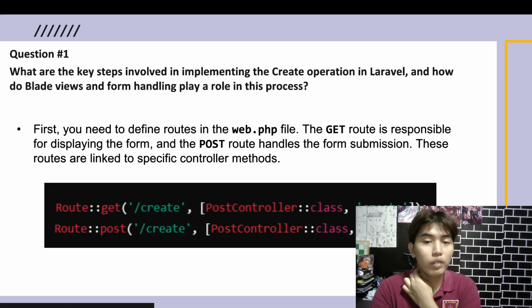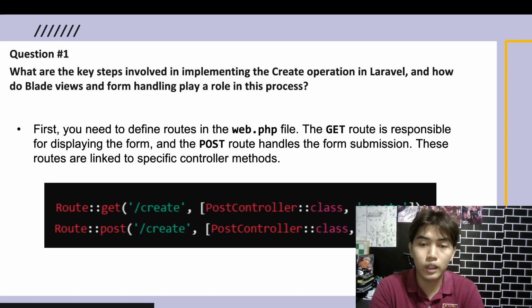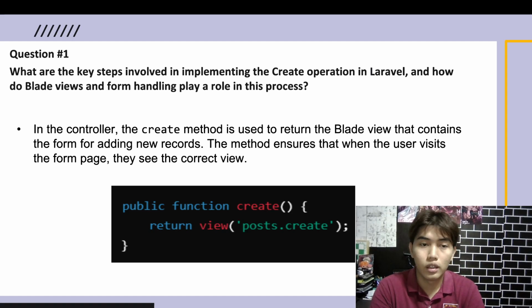First, you need to define routes in the web.php file. The get route is responsible for displaying the form, and the post route handles the form submission. These routes are linked to specific controller methods. Second, in the controller, the create method is used to return the Blade view that contains the form for adding new records. The method ensures that when the user visits the form page, they see the correct view.